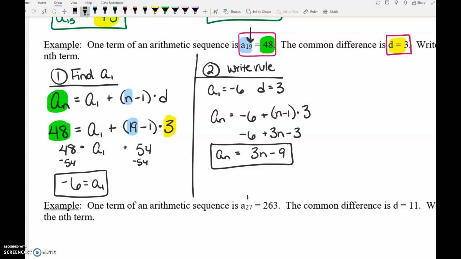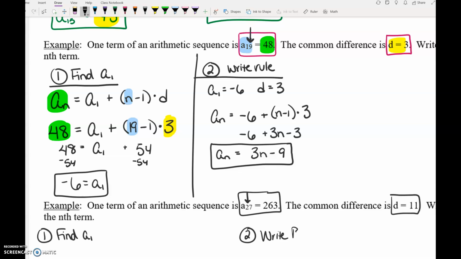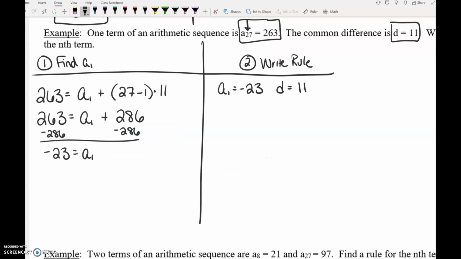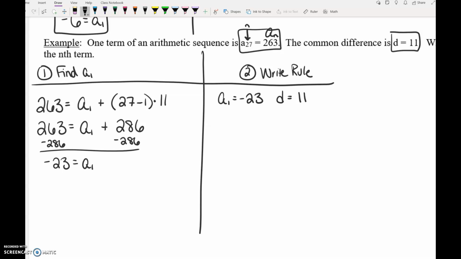In your next example, your 27th term is 263. Your common difference is 11. Do that same thing. First, you need to find your first term using that information. And then your second step will be to write the rule. Okay, so in place of a sub n, you put this 263 in place of your a sub n, and then your n value is going to be 27.